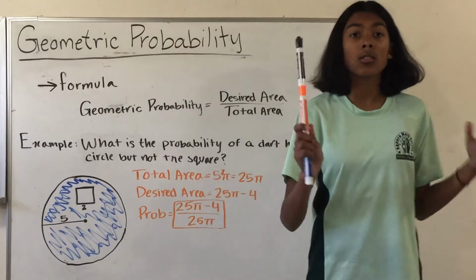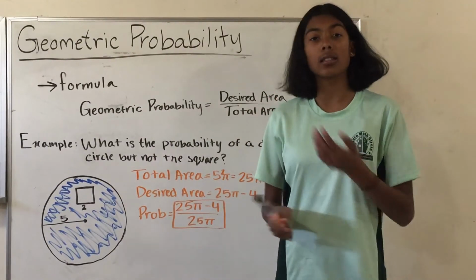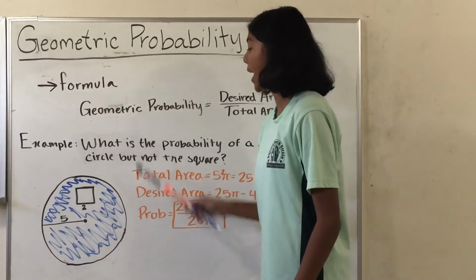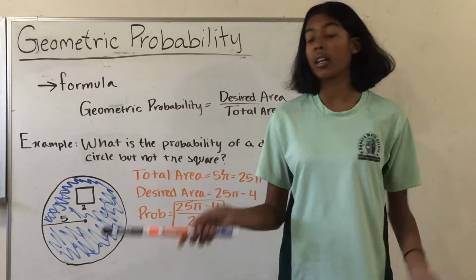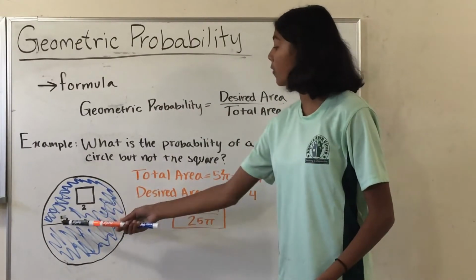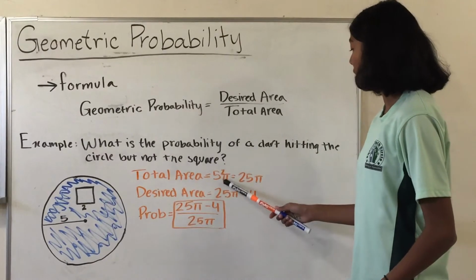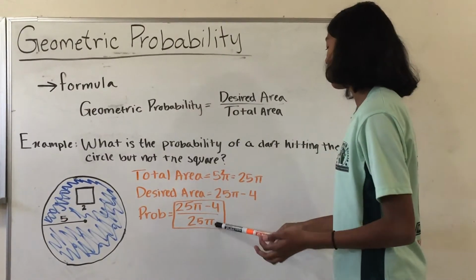So let's first start off by finding our total area. Our total area is going to be the area of this entire circle. To find the area of the circle, we're going to plug our radius into the formula pi r squared. R is 5, so we're going to do 5 squared times pi, which is equal to 25 pi. So that's going to be our denominator.